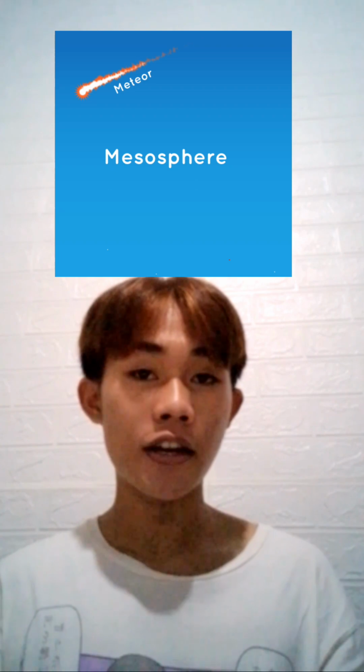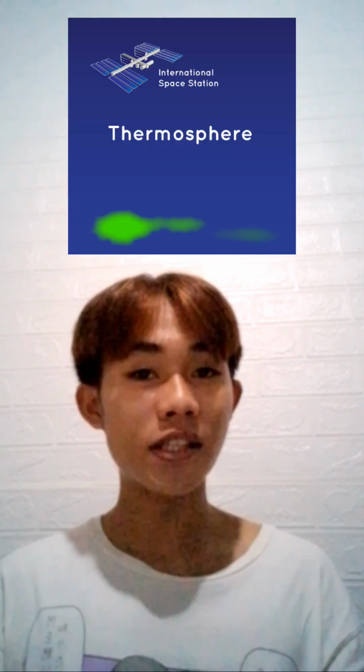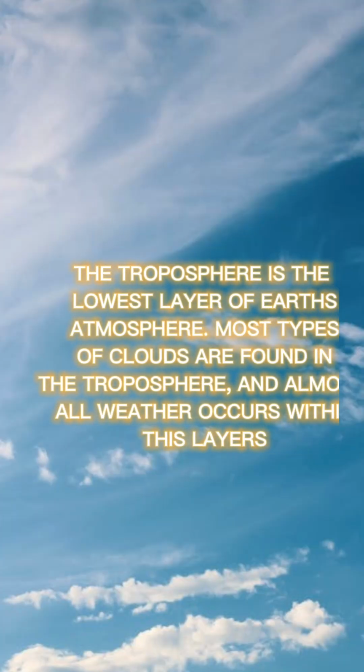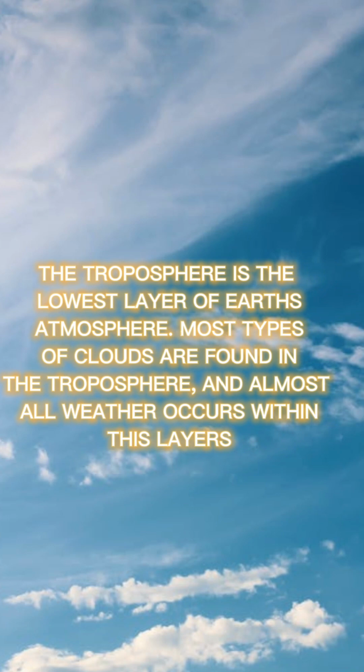Now that you've learned about the four systems, let's move on to the layers of the atmosphere, which are the troposphere, stratosphere, mesosphere, and lastly, thermosphere and exosphere. The next layer I'm going to discuss is the troposphere. So, what is the troposphere and what are its functions? The troposphere is the lowest layer of Earth's atmosphere. Most types of clouds are found in the troposphere, and almost all weather occurs within this layer.